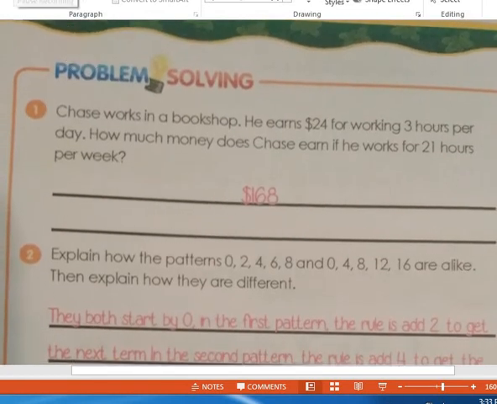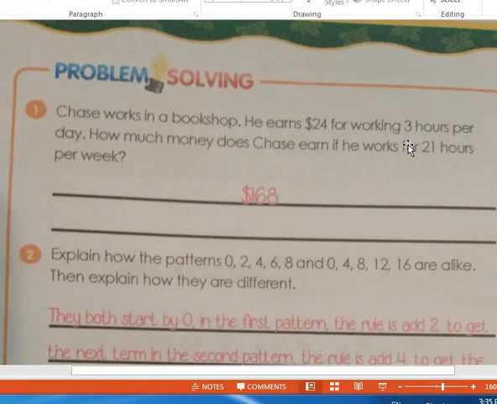Problem solving. Chase works in a bookshop. He earns $24 for working 3 hours per day. How much money does Chase earn if he works for 21 hours per week? So $24 for working 3 hours. So what should I do here? I divide $24 by 3 hours. Then it will give me 8.